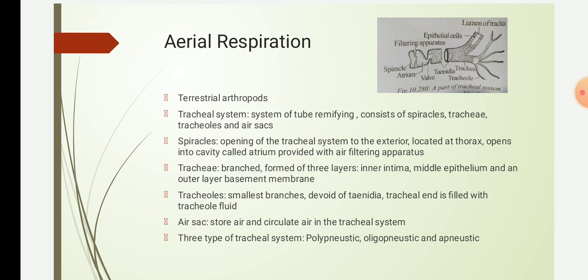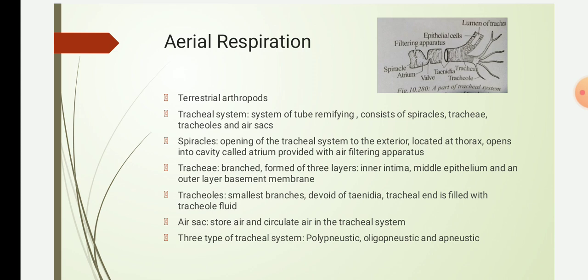The tracheal system is found in the insects, centipedes, millipedes, and many arachnids. It is a system of tubes which ramify in the body. This tracheal system consists of spiracles, then tracheae, then tracheoles, and the air sac. So first we will see the spiracle. The spiracles form the opening of the tracheal system to the exterior, and they are also termed stigmata.